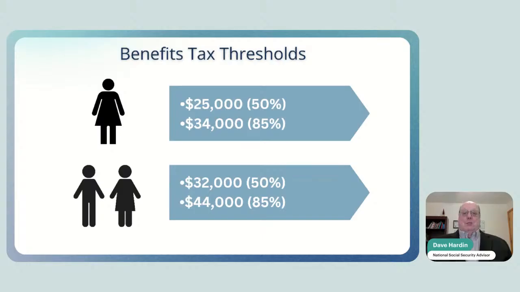If you're a married couple, $32,000 of provisional income means 50% of your Social Security is fully taxable at the highest marginal tax rate you pay. $44,000 of provisional income means 85% of your Social Security is fully taxable at the highest marginal tax rate you pay. Now, look, I'm going to explain what's included in this, but let me explain why I have such a concern about this.